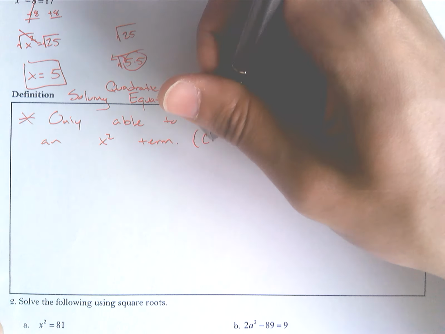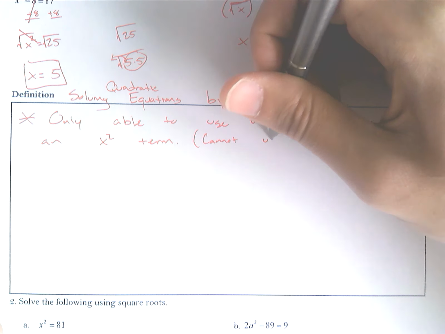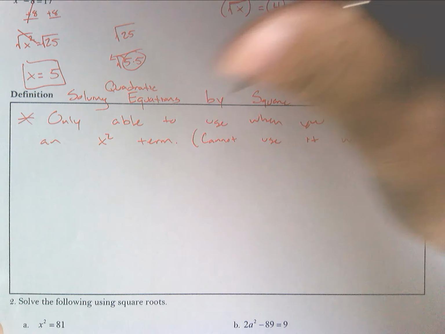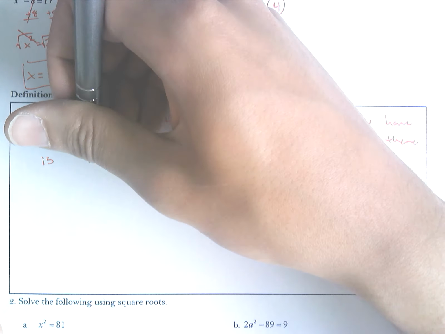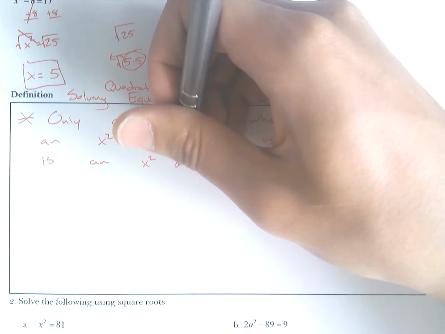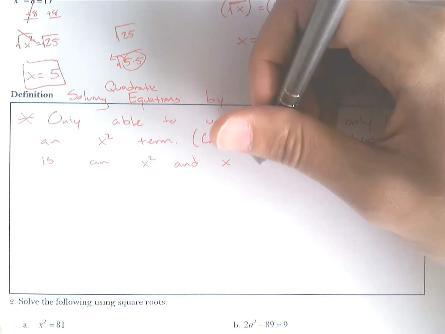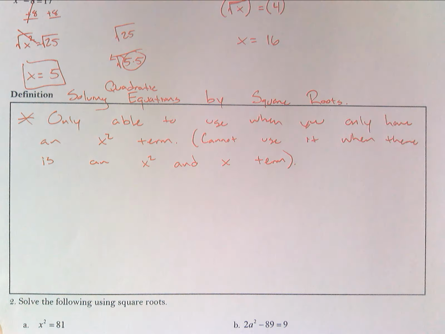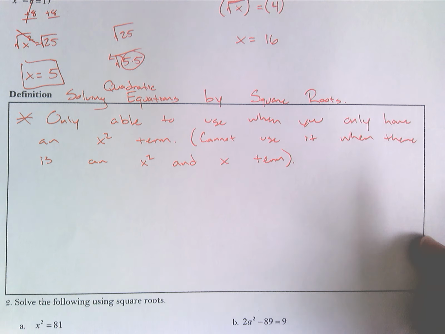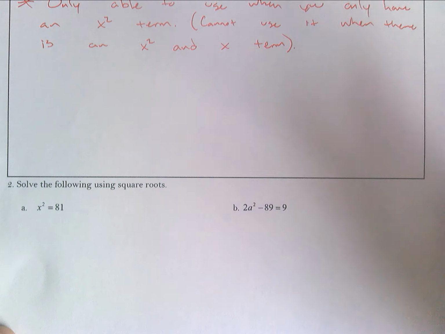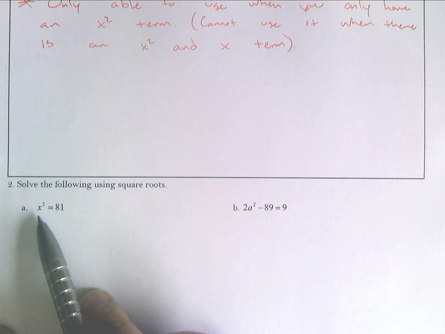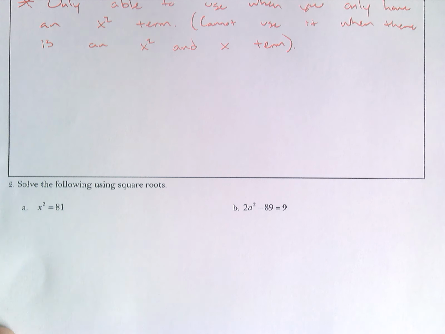In other words, you cannot use this when there is an x squared and an x term. So when you have both an x squared and an x term, you cannot use this method. You can only use this method when there's just an x squared term. So taking a look at the first example down here, number 2a, I see that we have x squared equals 81. This satisfies that criteria. We've got just x squared. There is no x term.